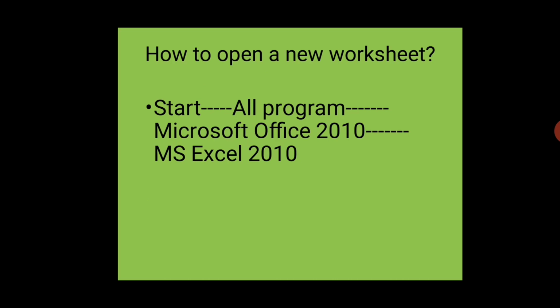How can we start or open a new worksheet? First of all, we will go to the start button, then we will click on all programs. After that, a drop down menu will appear. Then you can select Microsoft Office 2010 and then another drop down menu will appear there. Then you click on MS Excel 2010.